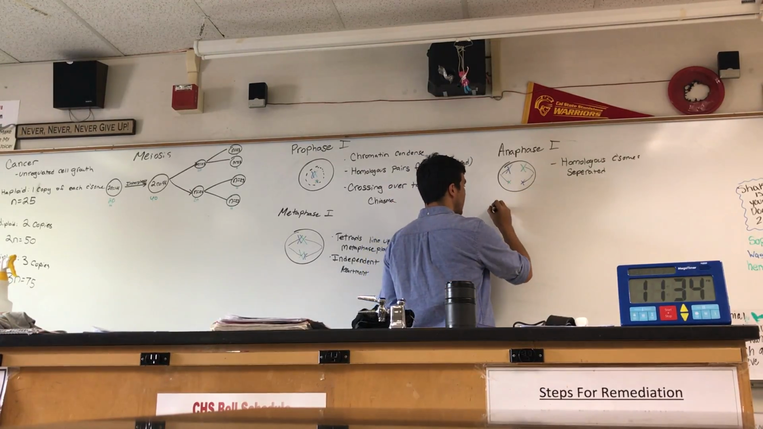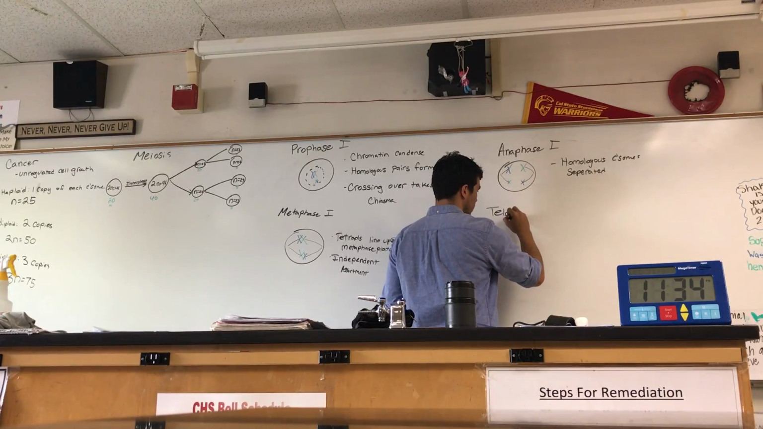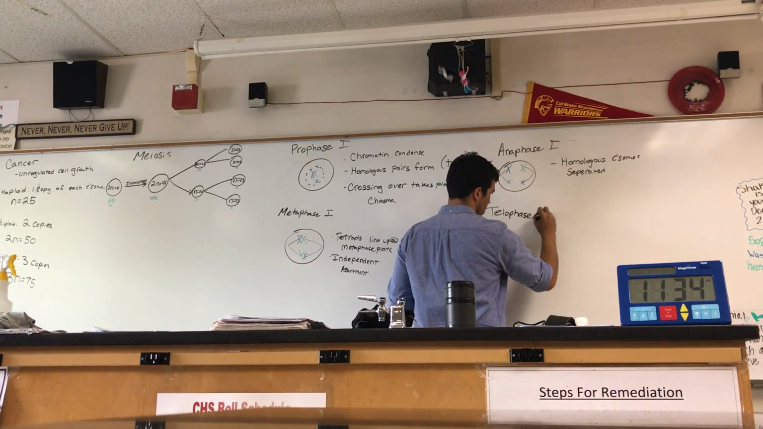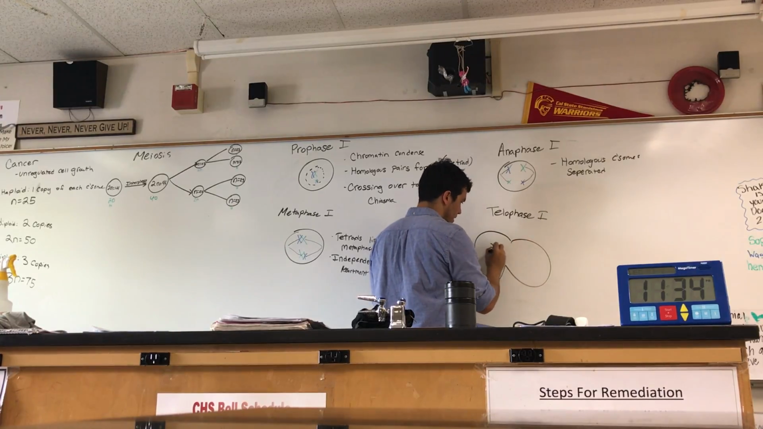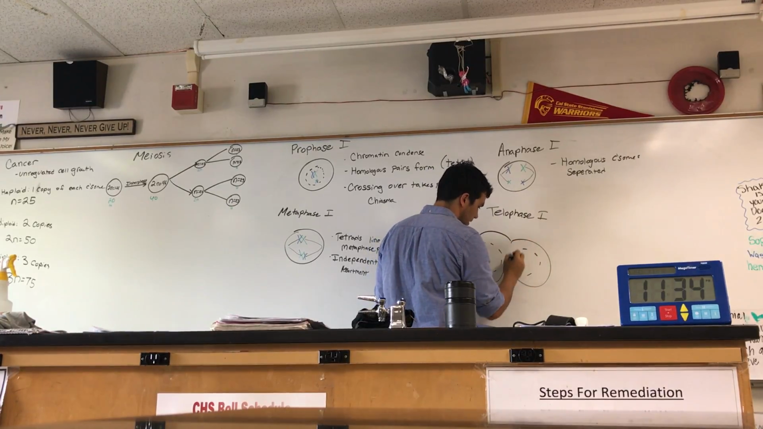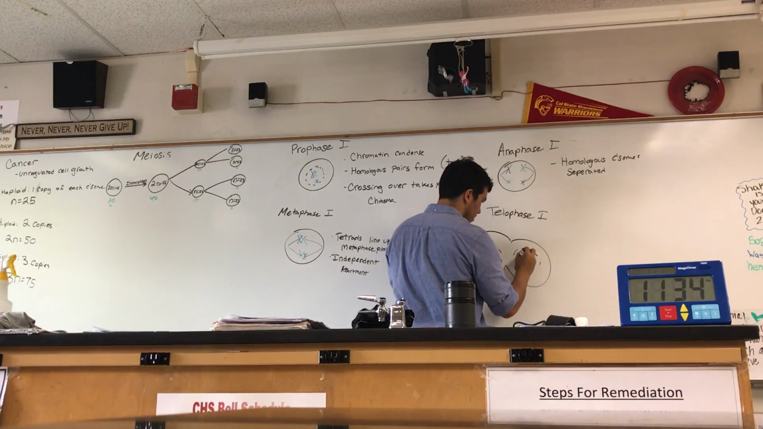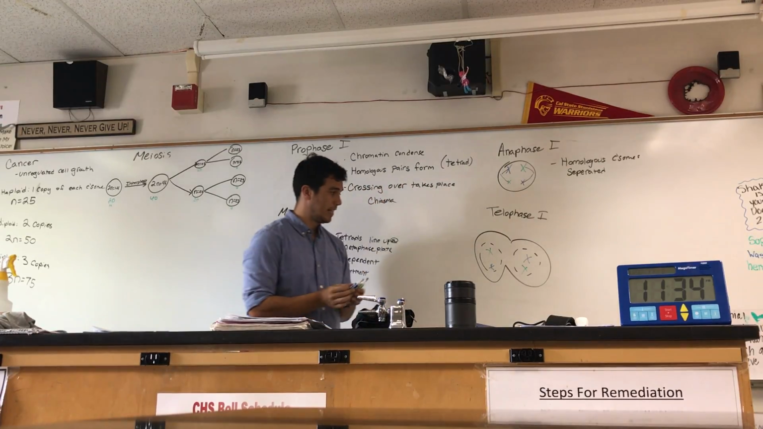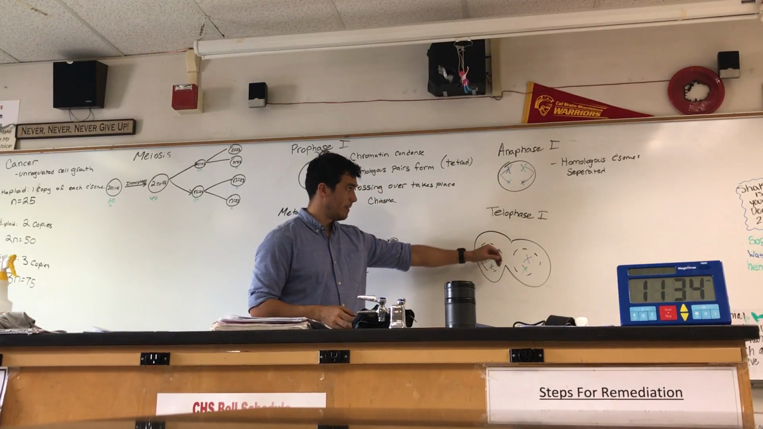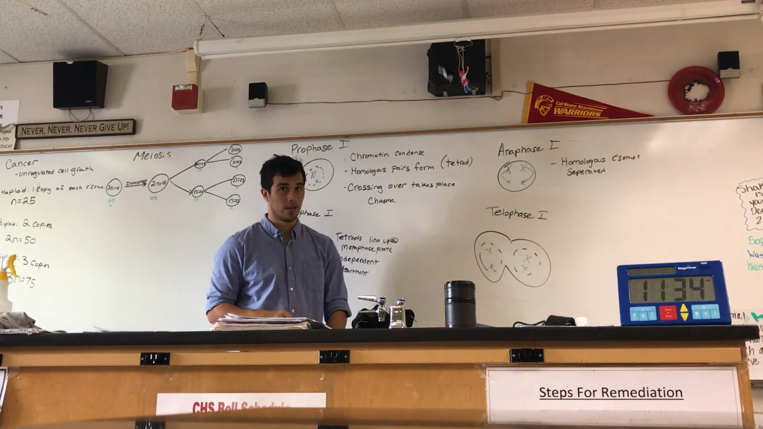All right, and then I get to telophase 1, and it's going to look similar. The nuclear membrane starts to reform, and inside of there I've got this. So now these cells are going to be haploid at the end of telophase 1. Okay?